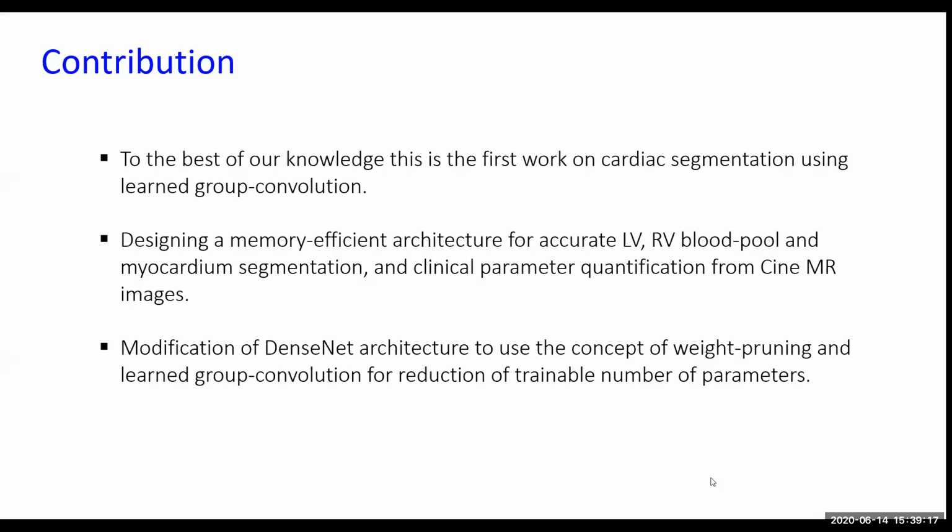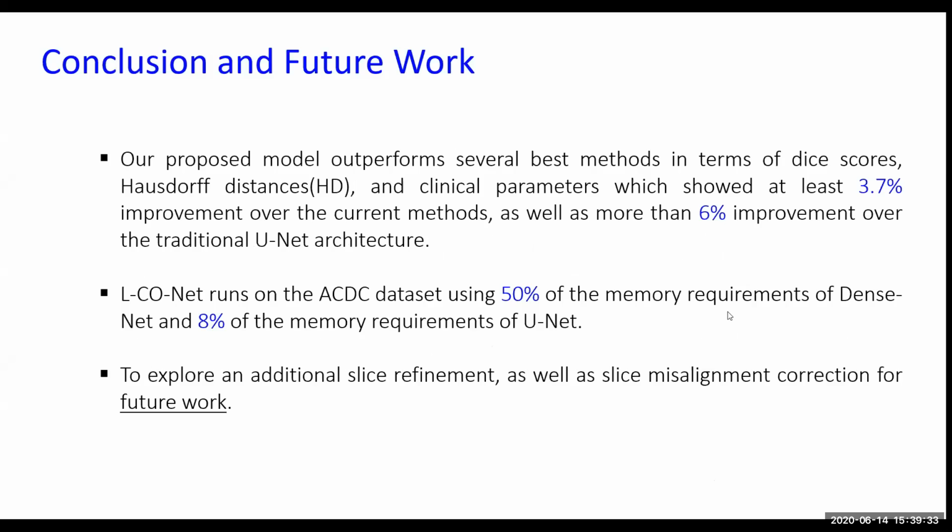So to the best of our knowledge, this is the first work to efficiently use weight pruning methods for segmentation and quantification of cardiac structures that leads to high computational savings without compromising the accuracy. And our proposed model achieves the best results in terms of Hausdorff distance, DICE scores, and also the clinical parameters, and showed at least 3.7% improvement over the current methods, and also a very low memory requirement compared to the DenseNet and other UNet type architectures.